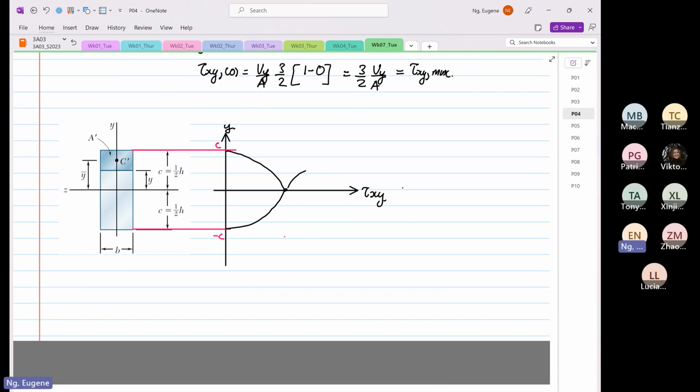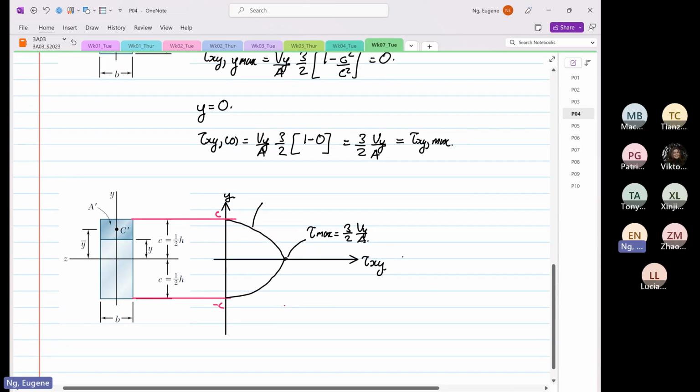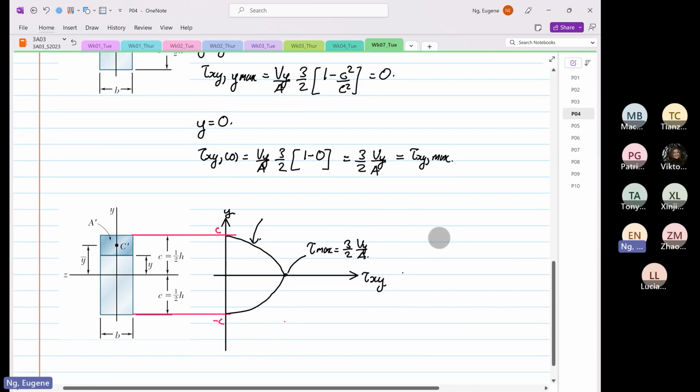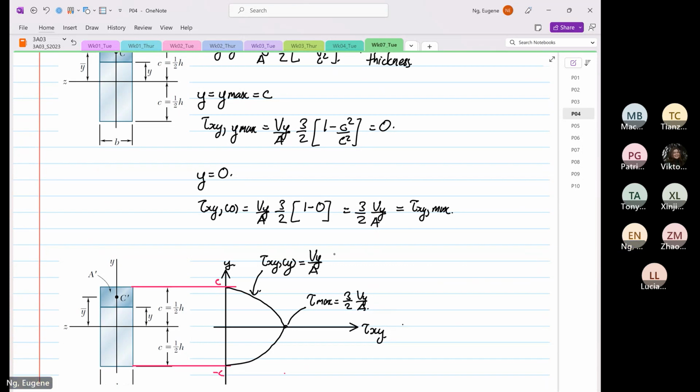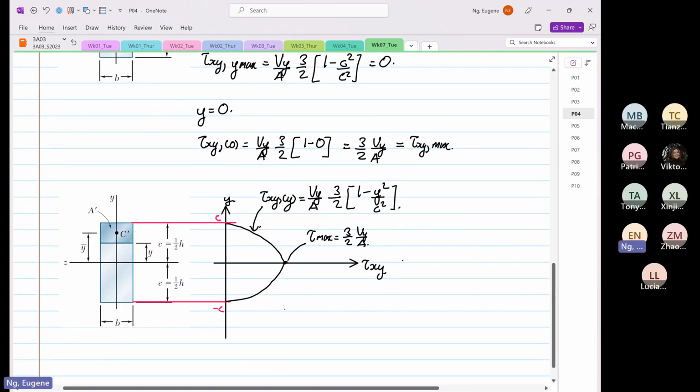And the maximum value over here is our tau max. This is our tau max, and this is equal to 3 over 2 Vy over A. And the function of the curve is shear xy as a function of y, which will be equal to Vy over A, 3 over 2, 1 minus y squared over c squared. That is the function of the curve.